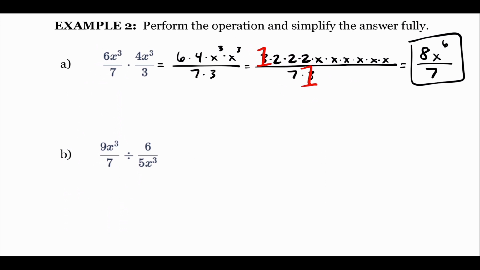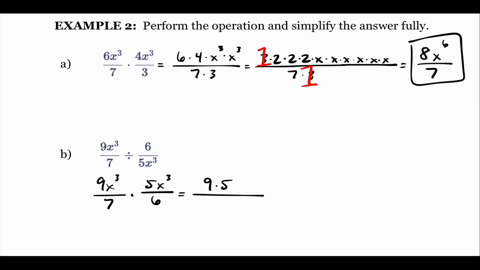2b. Same thing, except the first step is different. The first step we have to change. Keep, change, flip. So I'm going to rewrite the problem. Second one flips. The symbol changes to division. Same thing. Multiply straight across.